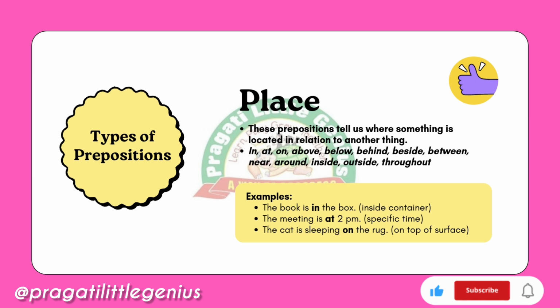Common words we use in prepositions of place are in, at, on, above, below, behind, beside, between, near, around, inside, outside, throughout. Examples are: The book is in the box. It shows inside the container. Next example is: The meeting is at 2 p.m. It shows a specific time. Next example is: The cat is sleeping on the rug. It shows on top of a surface.